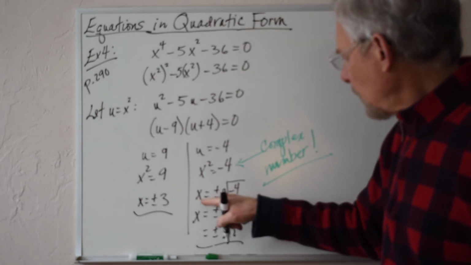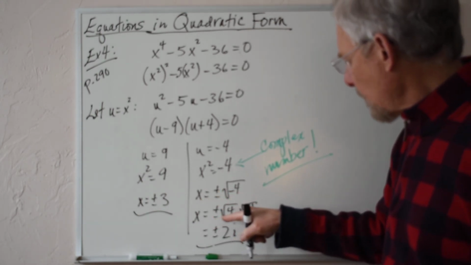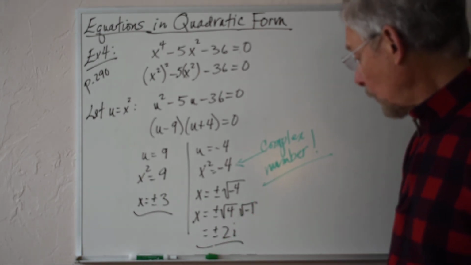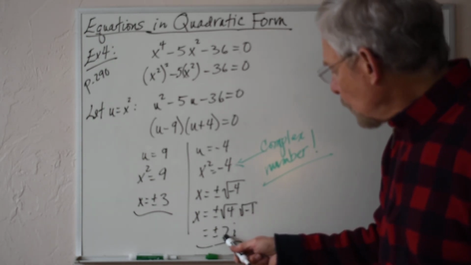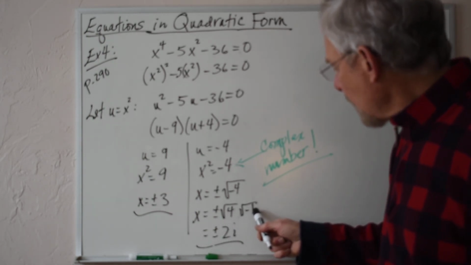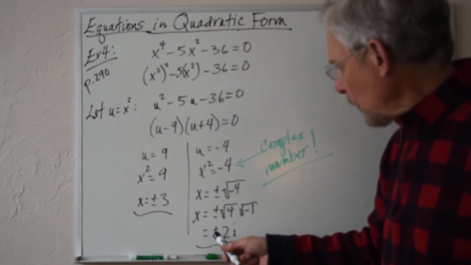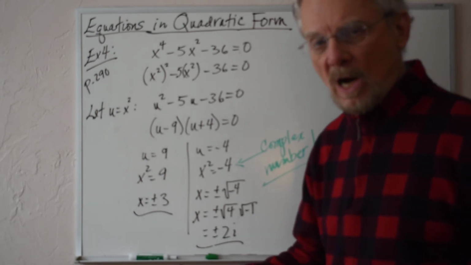Alright, so it's x equals plus or minus the square root of negative 4. That's plus or minus the square root of positive 4 times the square root of negative 1, using our rules for radicals. Square root of 4 is 2. Square root of negative 1 is i. So I end up with 2 more possible roots here, plus or minus 2i, the complex number 2i.